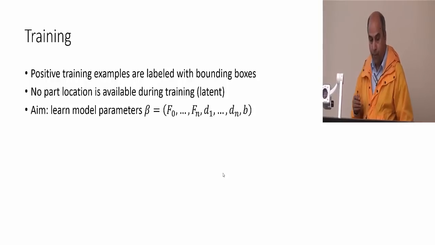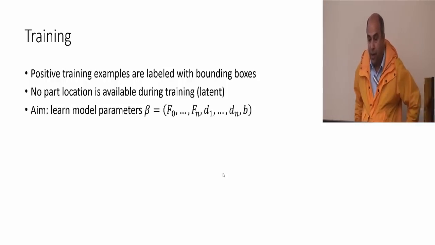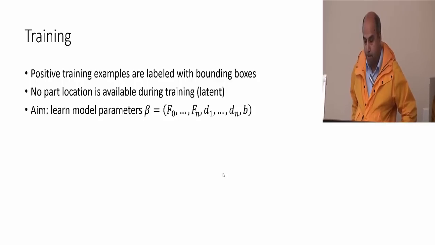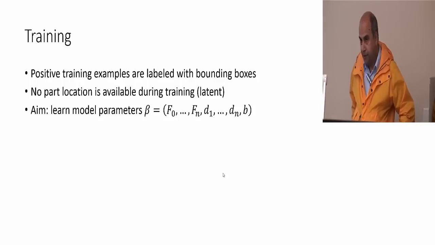Okay. So our aim is to learn the model parameters: the filters, root filter, part filter 1, part filter 2, part filter N, D1, D2, D3, Dn, the deformation vectors, each a 4-dimension vector, and the bias B.